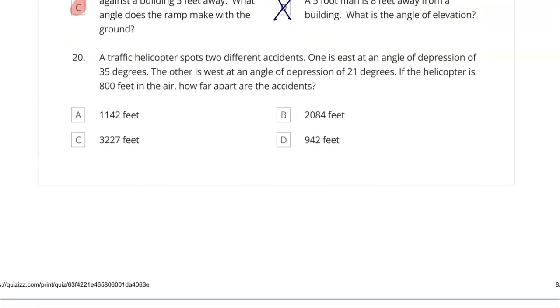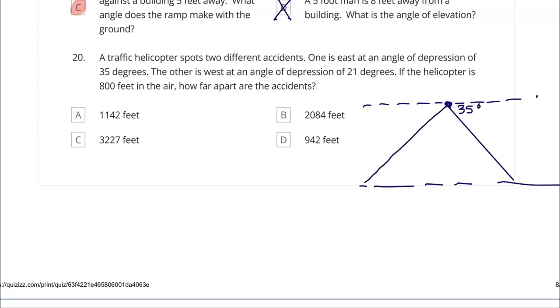Last problem. A traffic helicopter spots 2 different accidents. One is east at an angle of depression of 35 degrees. The other is west at an angle of depression of 21 degrees. So that's tough. Here is my helicopter. Here is the horizon. Here is the ground. From the helicopter's perspective, there's an accident that's east. East is this way. The angle of depression is what? One is east at an angle of depression of 35 degrees. That is 35 degrees.